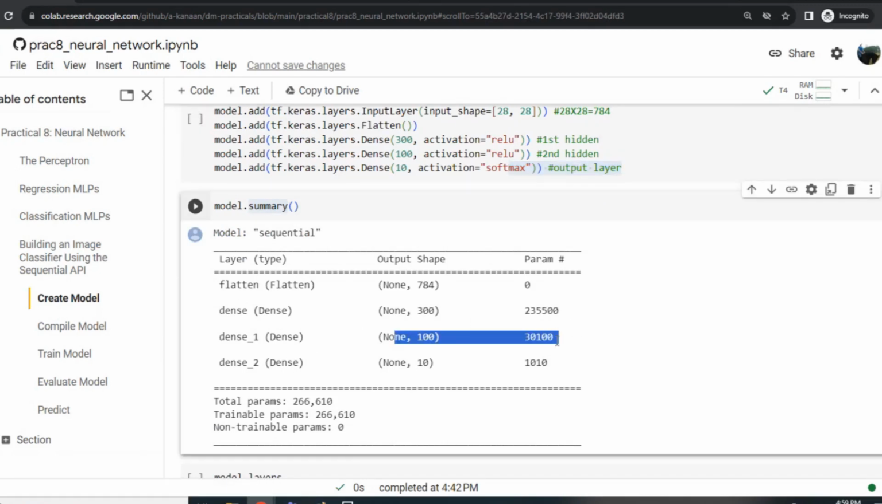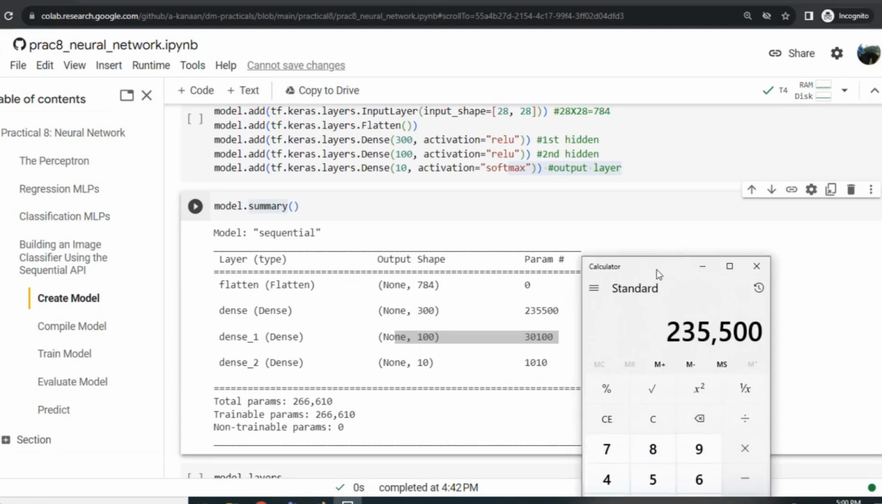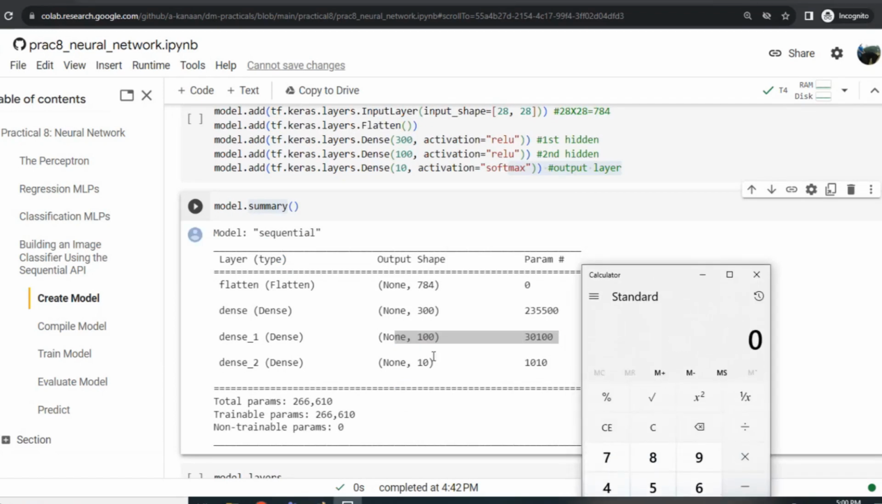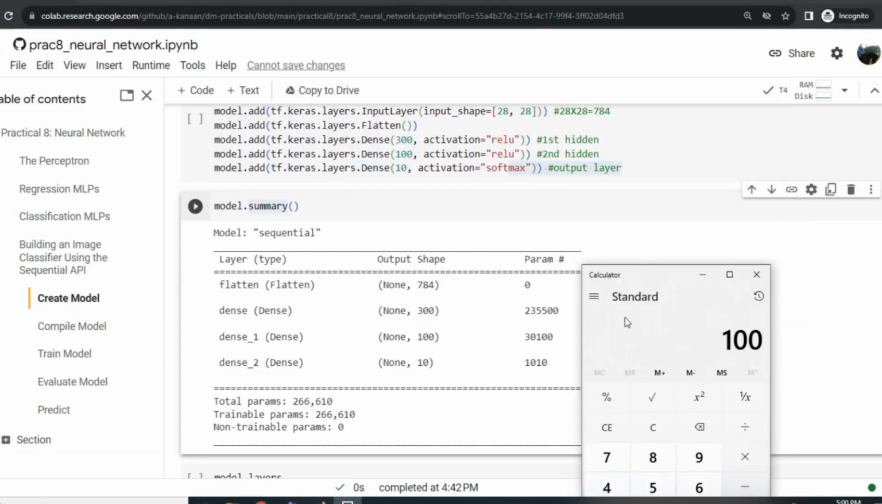Let's go to the next one. Let's see if you now can calculate this one. How many parameters do we have here? Let's calculate. Now here we have 100 neurons. So we have 100 neurons multiplied by how many inputs coming from the preceding layer?